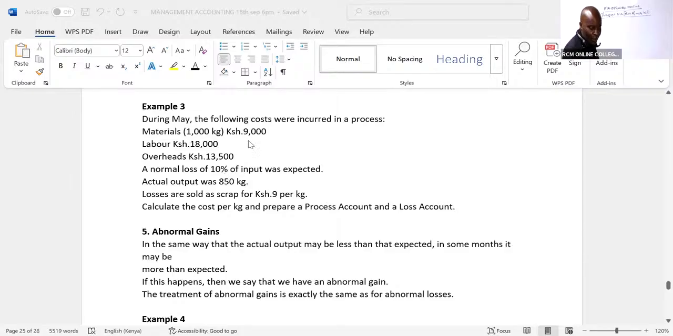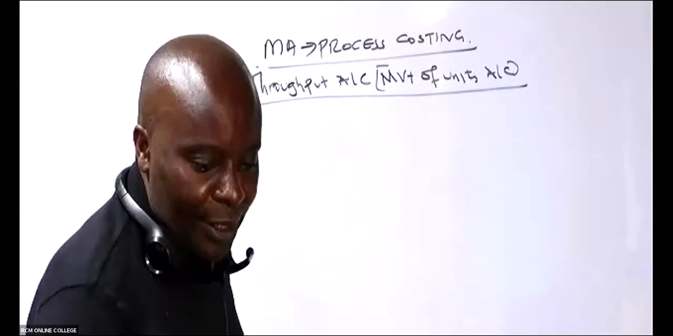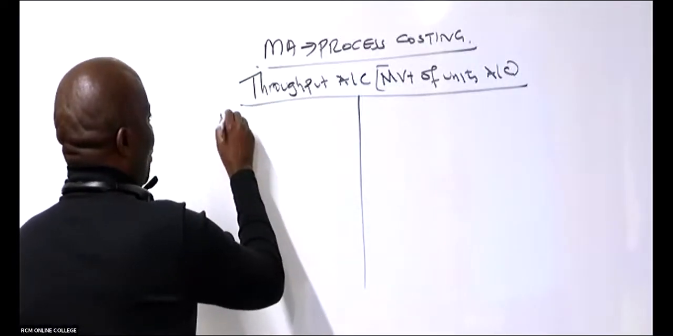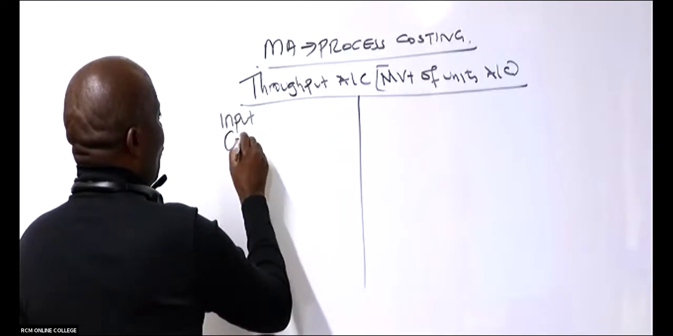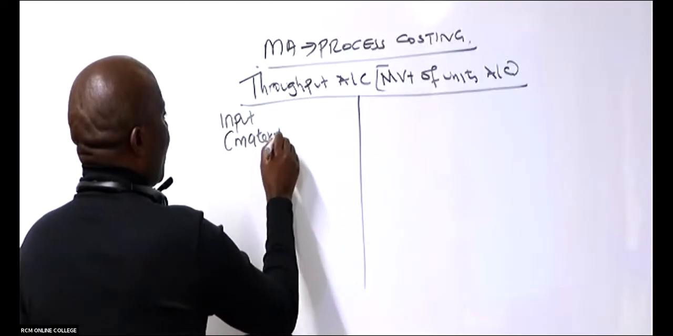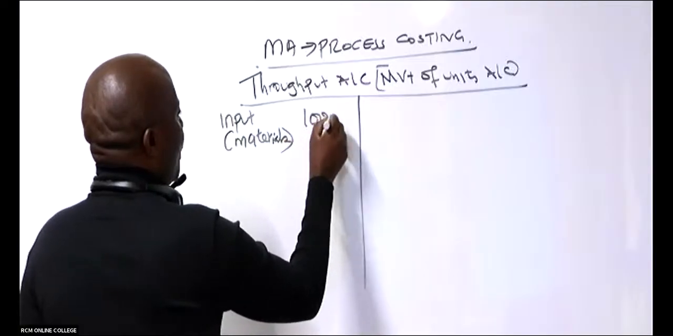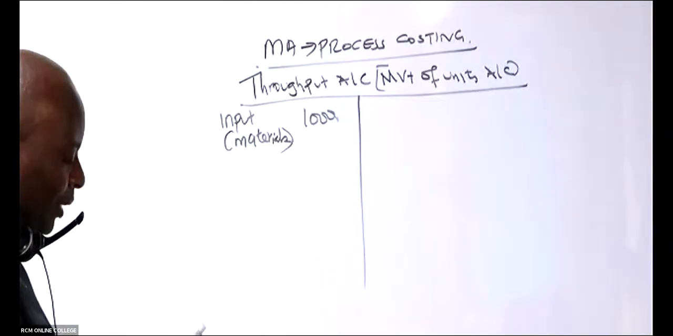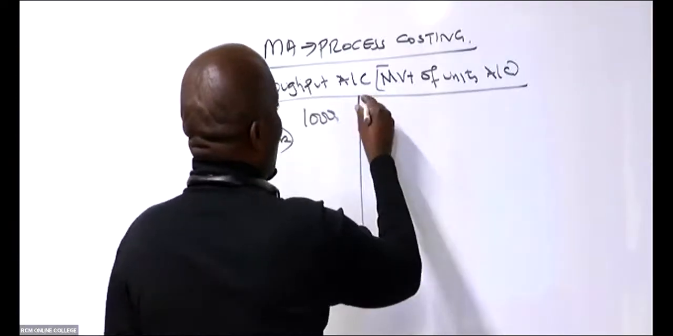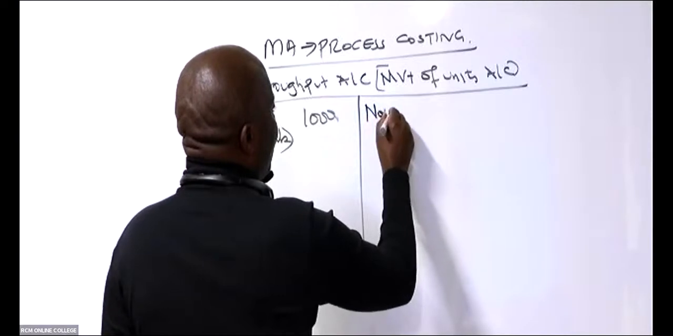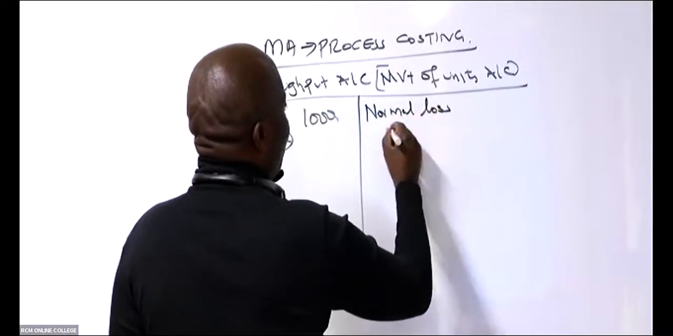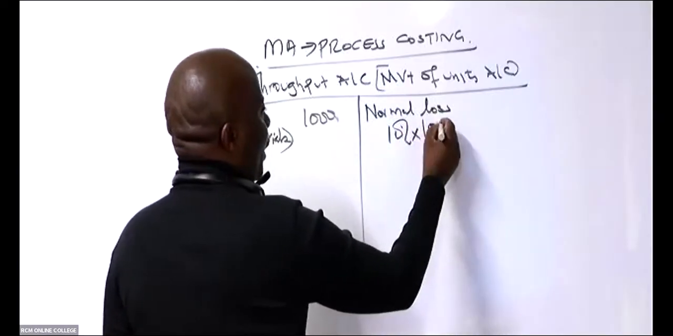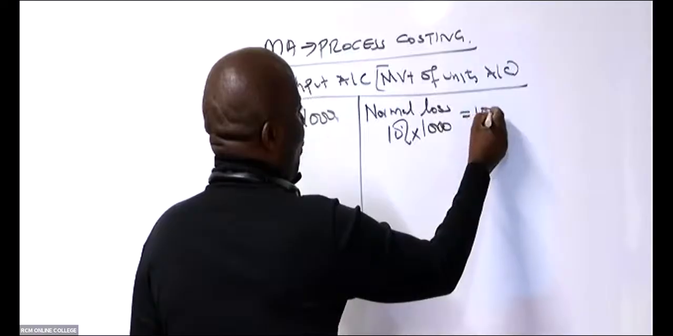And this is how it shall look like. It's just a normal T account. So we have input in the form of materials, 1,000 kilograms being put in. And then, ladies and gentlemen, we have our normal loss. So what is our normal loss percentage? Normal loss, they have told us it is 10% of the input. 10% of 1,000, which gives us 100.